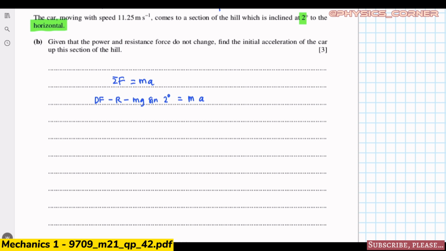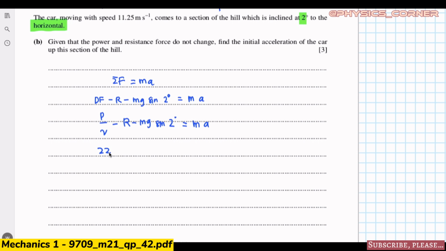Driving force we have P times V. Oh, sorry, driving force is P over V. So here is P divided by V minus R minus mg sine 2 degree, not 20, sine 2 degree, equals ma.